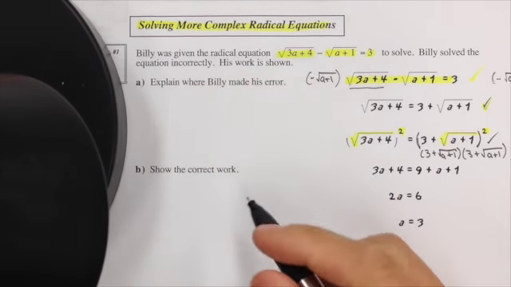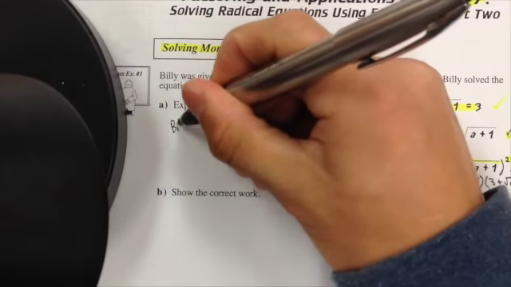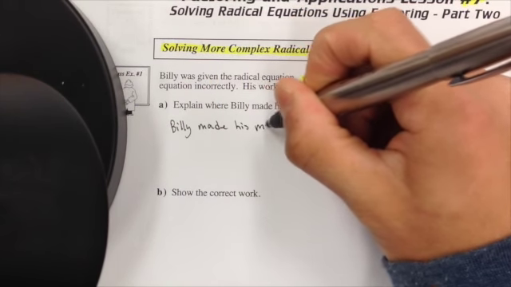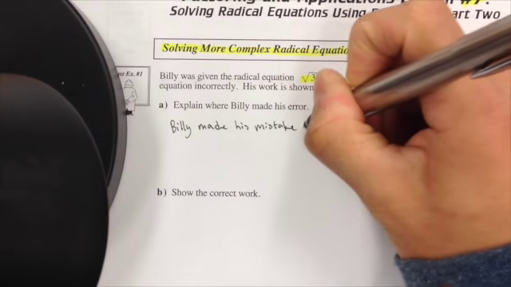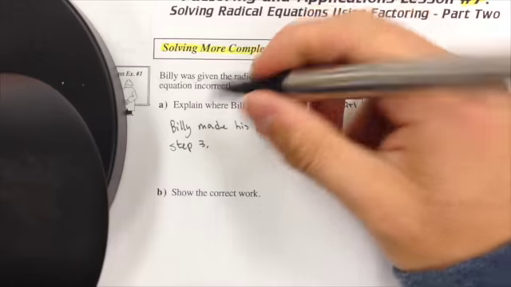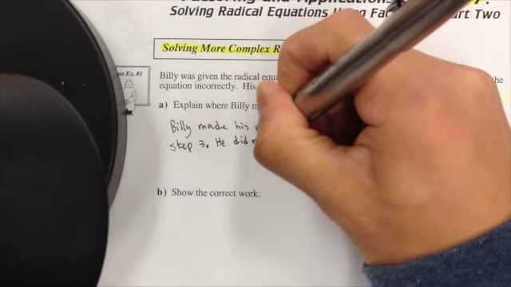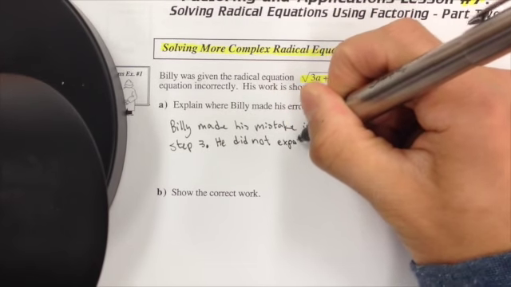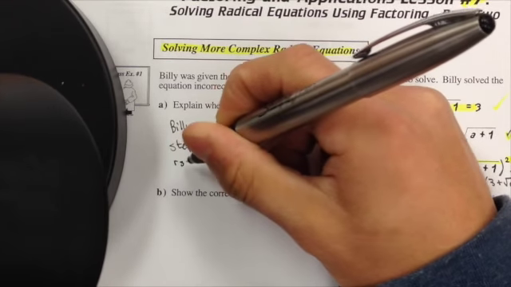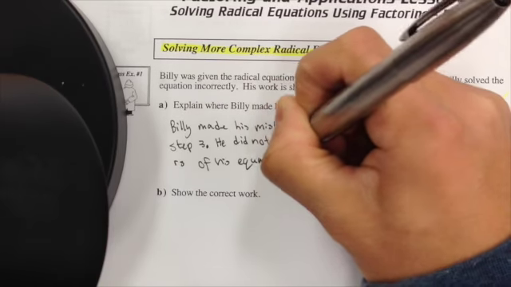And so we could say that, 1, 2, 3, Billy made his mistake in step 3. In step 3. And he did not expand the right side of his equation properly.